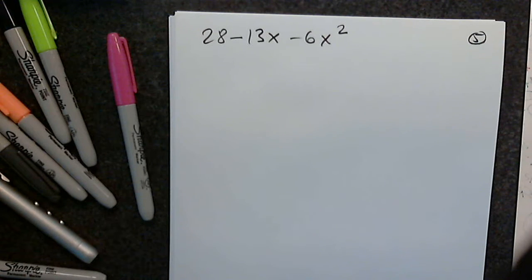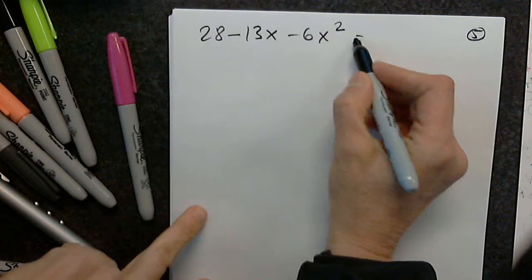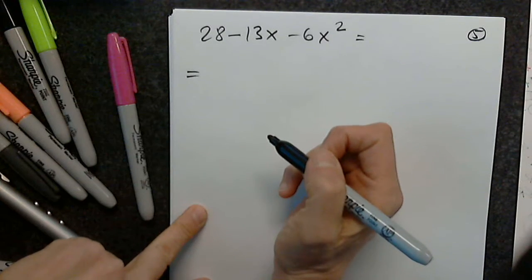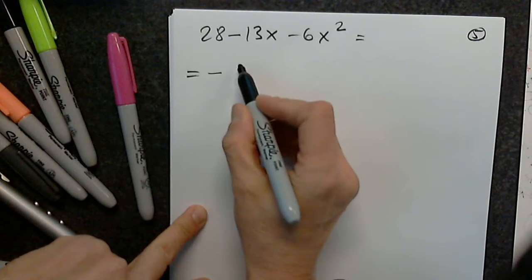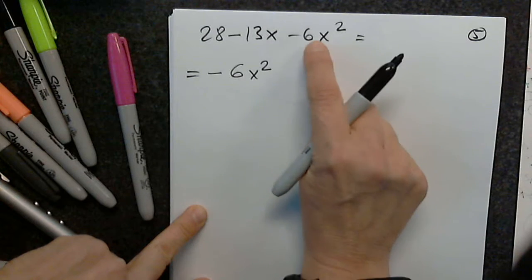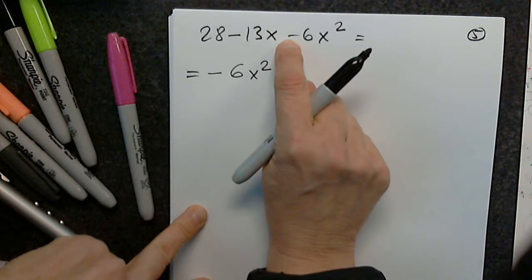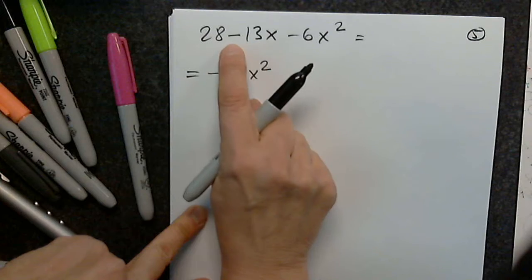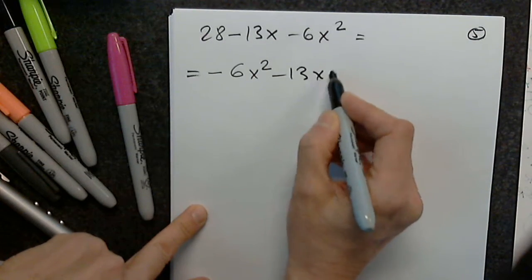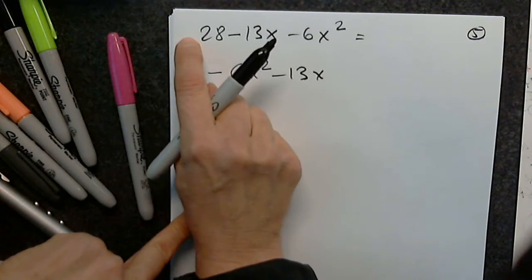What is it? Trinomial. Is it in descending order? Yeah. Very good. How do I rearrange it? Negative 6x squared. Remember, you cannot separate 6 from the sign in front. I cannot separate 13 from the sign in front. I cannot separate 28 from the sign in front.